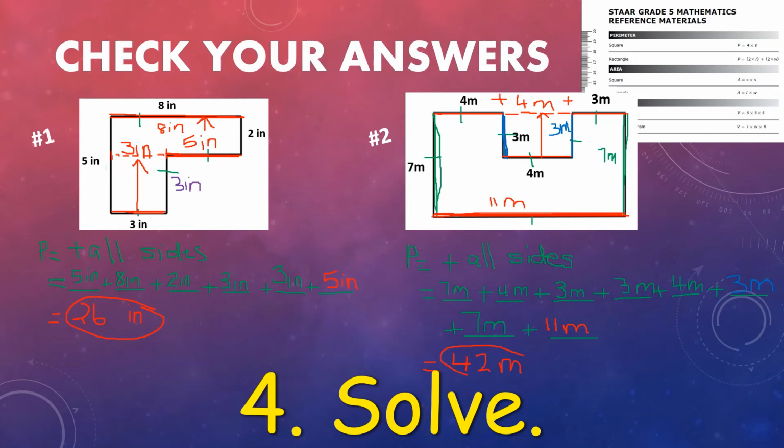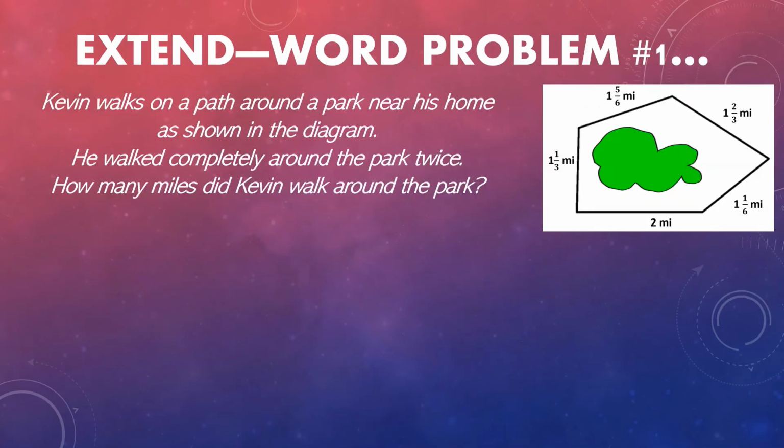And if you got 42 meters as your answer, you are absolutely correct. Now I'm really gonna stretch your mind to apply what we just learned about perimeter into solving word problems. In this example, we have Kevin walks on a path around the park near his home as shown in the diagram. He walked completely around the park twice. How many miles did Kevin walk around the park?